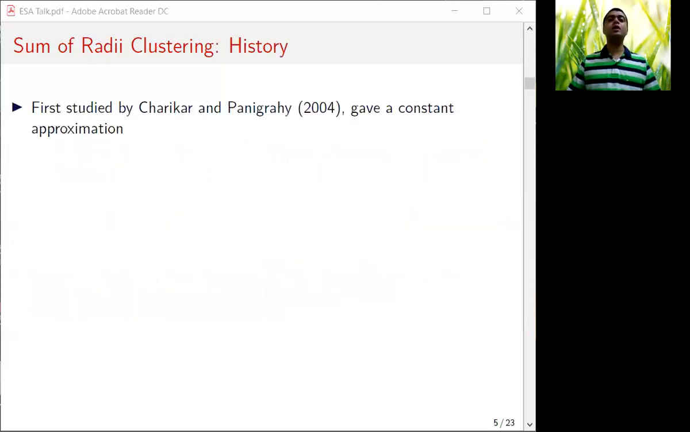So let's look at a bit of history of the sum of radii clustering. Although it's not as well known, by no means is it a new clustering objective. The sum of radii problem was first studied by Charikar and Panigrahi in 2004, who gave a constant approximation in polynomial time. And they used a Lagrangian relaxation framework that was very similar to the Jain-Vazirani algorithm for K-median. So as I said, the ideas from K-center and K-median often carry over.